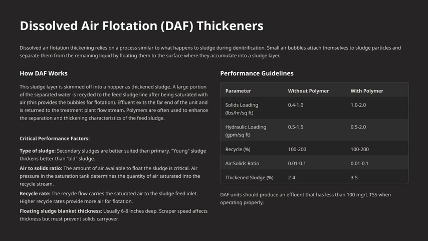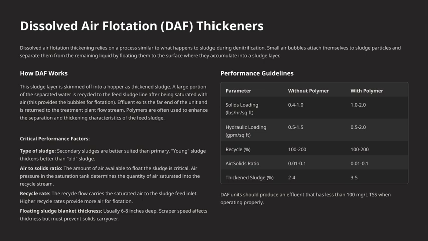Another key aspect is the thickness of the floating sludge blanket, which is typically kept between 6 and 8 inches deep. The scraper speed influences this thickness, but it's important to set it correctly to avoid solids carryover. Finally, let's look at some performance guidelines. Without polymers, the solids loading is usually between 0.4 to 1 pounds per hour per square foot, and with polymers, it can go up to 2.